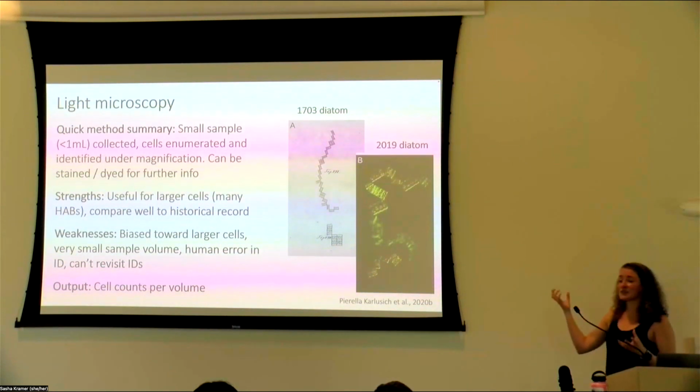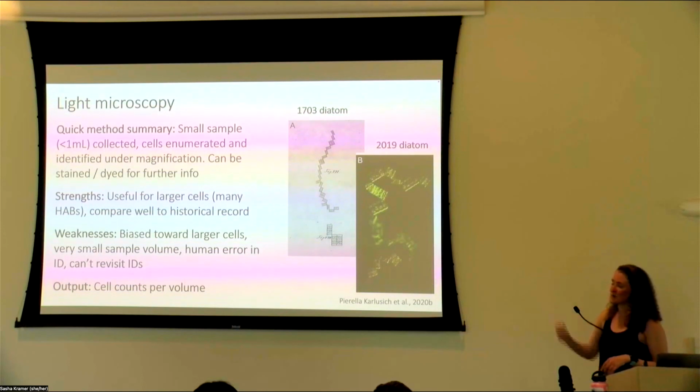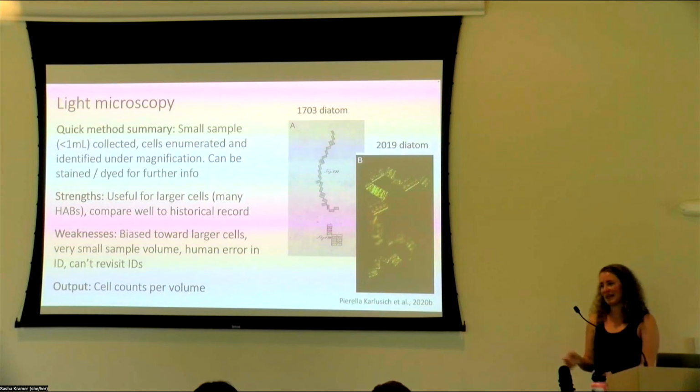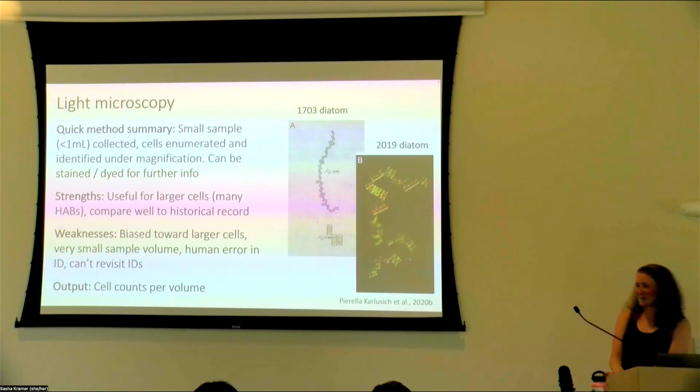As we talked about, it's cool that you can see the larger cells. That's also a weakness of this method, is that it's harder to see smaller cells. And a lot of the phytoplankton diversity is contained in those smaller size classes. So you might be missing a lot of diversity if you use a microscope. There's also some human error in identification. So I'm certainly not perfect at identifying phytoplankton taxonomy.